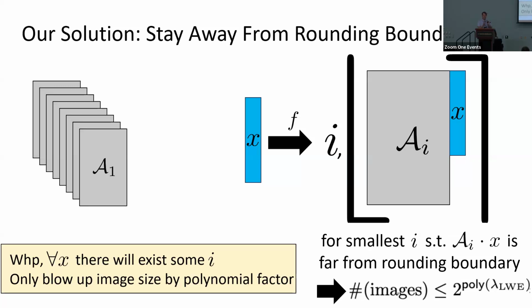This blows up your image size a little bit, but it's small. It's just a polynomial, which can easily be absorbed in the exponential terms in your image size. So the result is that the number of images is actually a fixed polynomial in the security parameter, independent of the length of the input, as desired. Okay, and that's my talk. Thank you.